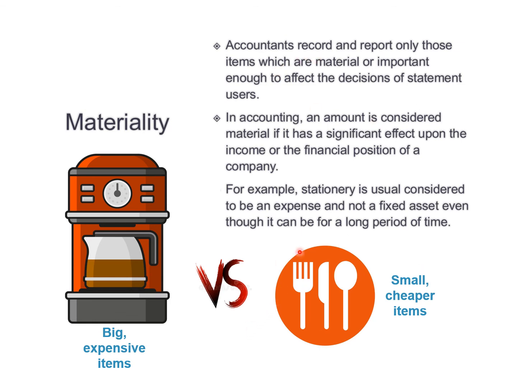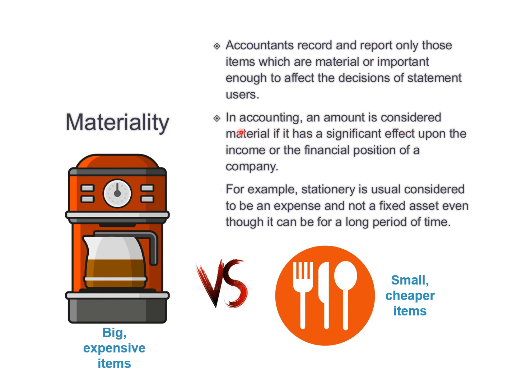The last concept yang kita nak belajar adalah materiality concept. Materiality adalah satu konsep besar ataupun signifikan ataupun tak signifikan. Okay, faham tak? So kalau benda tu material, kita akan report and record. Kalau dia tak material, kita akan expensekan dia. Kita akan jadikan dia belanja je. Okay, so kita tengok details dia. Accountant akan record and report only those items which are material or important enough to affect decision of the statement users. Okay, kalau material, kita akan record dan report.